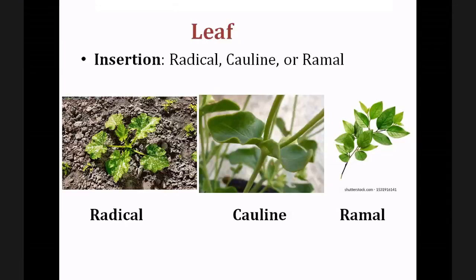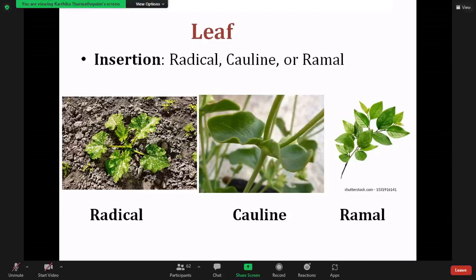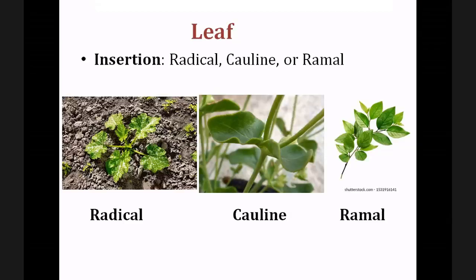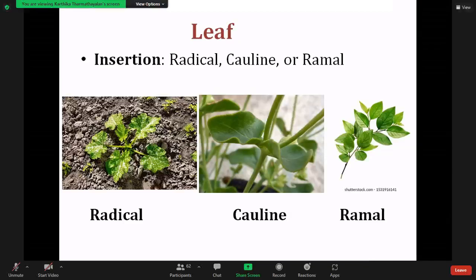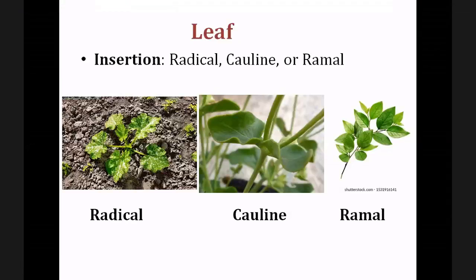Okay, ramal leaf means the leaves are found on the nodes of the branches. Where the nodes are present on the branches or sub branches, the leaves are present. Every node has leaves. The mango leaves, that is the example of ramal leaves. That is the leaf insertion.